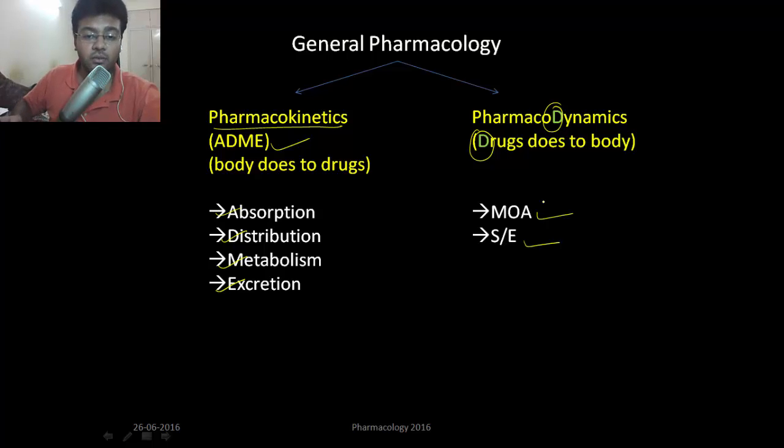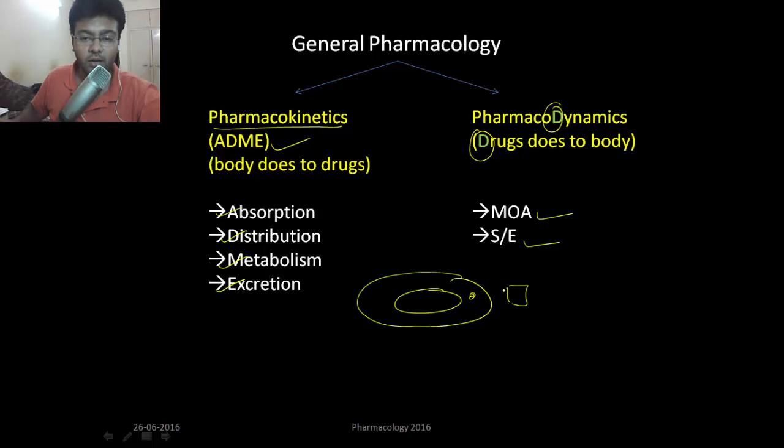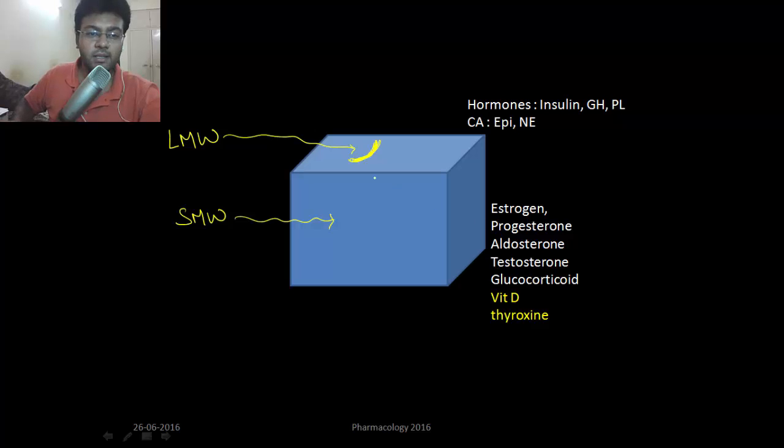Let's say a drug has reached the systemic circulation, and now we'll see how it acts on the cell. Let's say we have two sorts of drugs: one is a large molecular weight drug, and one is a small molecular weight drug. The large molecular weight drug cannot go inside the cell, so it has to act via a surface receptor. For example, insulin, growth hormone, prolactin, and certain catecholamines like epinephrine and norepinephrine. These large molecular weight substances need a surface receptor.